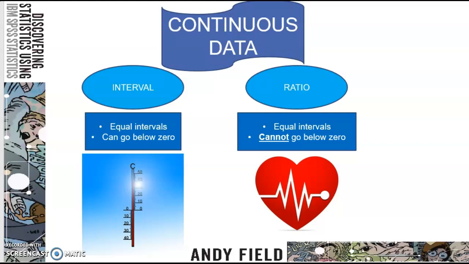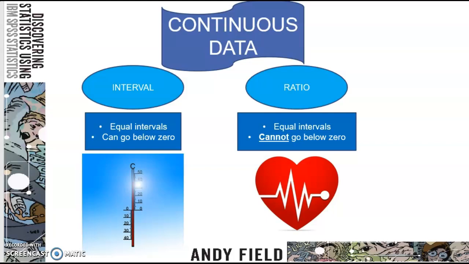The primary difference between these is whether or not the value can go below zero. So when we have interval data, we've got to think about, okay, what is it that I'm measuring? And does what I'm measuring go below zero? So temperature, for instance, is a very classic one. You can have negative 10 degrees, or you can have 0 degrees. That doesn't mean temperature goes away. All right, so it still exists.